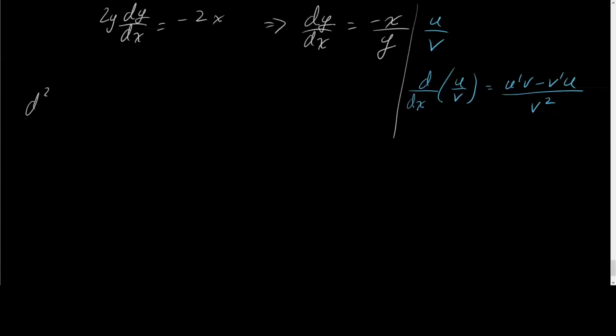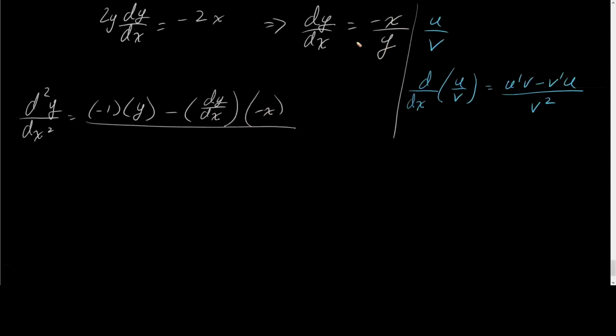But now the second derivative. So the derivative of the top, negative 1, times the bottom, y, minus the derivative of the bottom. The derivative of y is going to be just dy/dx, the derivative of the bottom, times the top, negative x, all over the bottom squared.